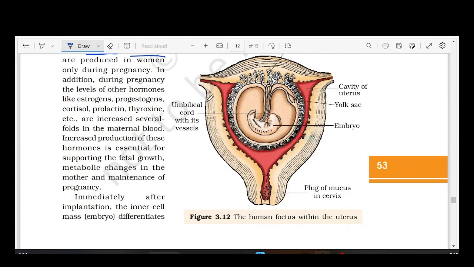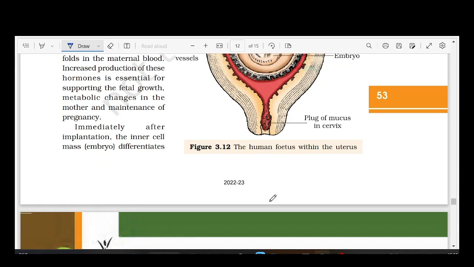So just see the other parts. This is the cavity of uterus, as you guys know. This is uterus. I don't think this is a topic to be explained to the biology students who have studied the whole human reproduction. Okay, this is the umbilical cord, as you can see, and umbilical cord contains the nerves, the blood vessels, right? So it has been written that umbilical cord is with its vessels, and this particular thing is the embryo, which is developing right now. And this particular thing is the plug of mucus in the cervix so that the baby doesn't come out, and this is a very thick plug. Okay, and this plug comes out only during the parturition, that is the delivery of the baby.